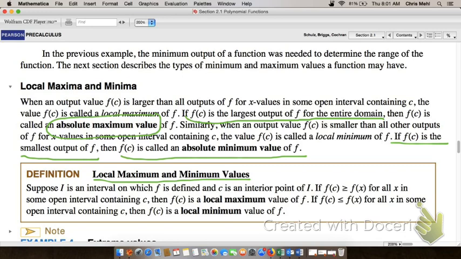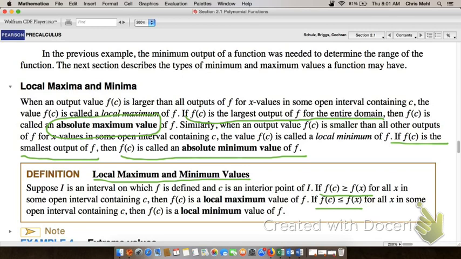Now there's also a notion of local maximum and minimum values. So if you can find a little interval on your domain so that f is defined and c is strictly inside of that interval, if f of c is greater than all the other function values f of x, for all x in that interval, we say f of c is a local maximum value of f. And if f of c is less than or equal to all the other values of the function f of x in some interval containing c, f of c is the local minimum.